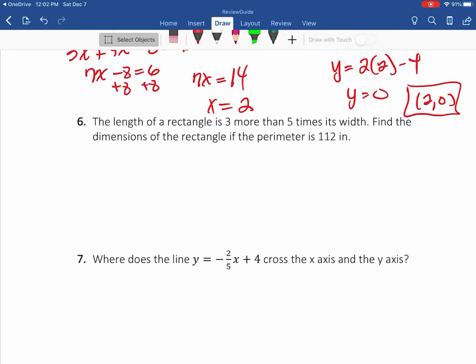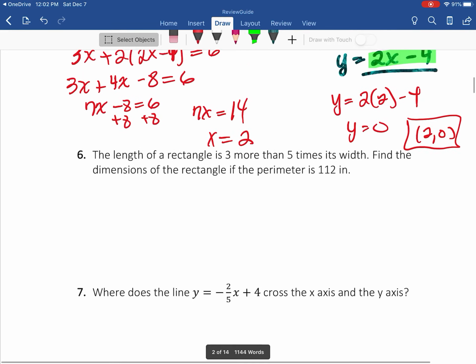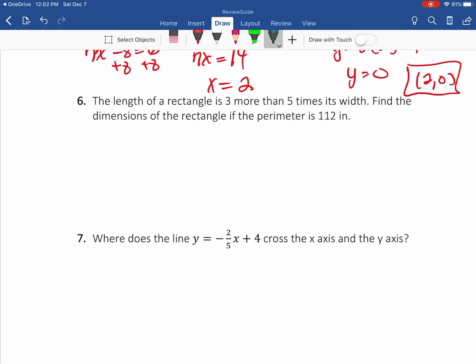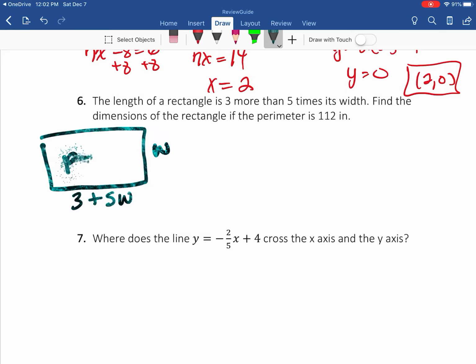All right, so we're looking at number 6. The length of the rectangle is 3 more than 5 times its width. So that 3 more, that's your clue. Let's draw a rectangle. And the length, so we have our width. We don't know what the width is. And the length is 3 plus 5 times our width. Okay, and then the perimeter, P, is equal to 112.